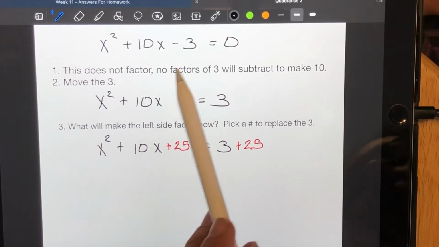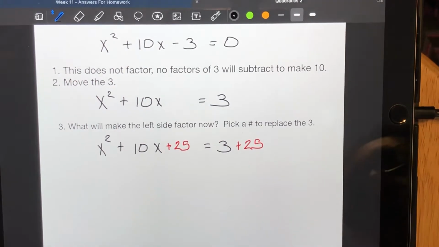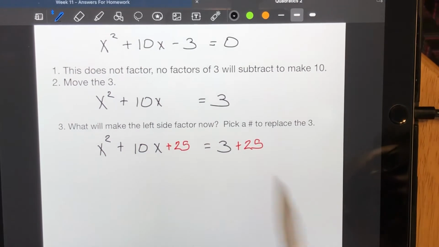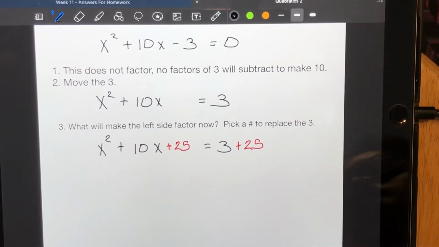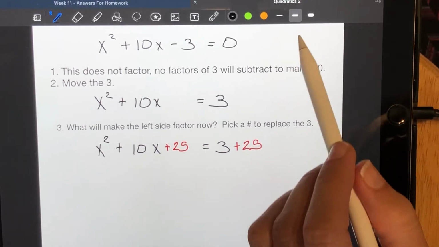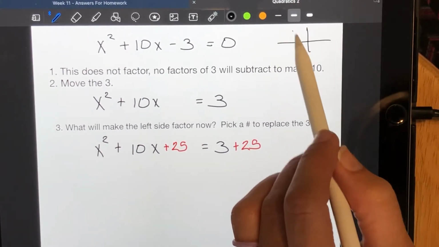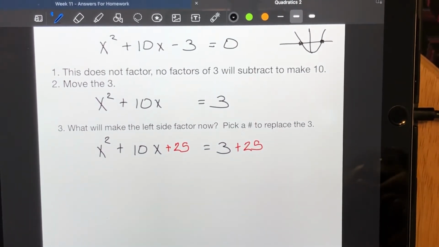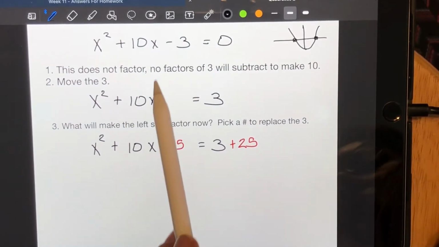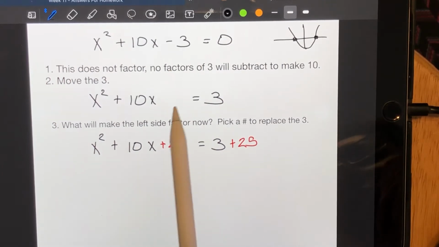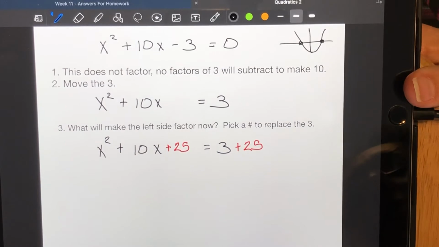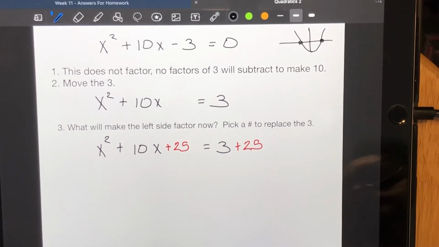So we are going to make this factor. To make it factor, we remove our constant. We move it to the other side. Remember, we are setting our equations equal to 0 because we are looking for the place where the graph crosses at y equals 0. So we set our equation to 0. We have moved the 3 over to the other side. I added it to both sides, and now I have a blank space. What should I put in the blank space?